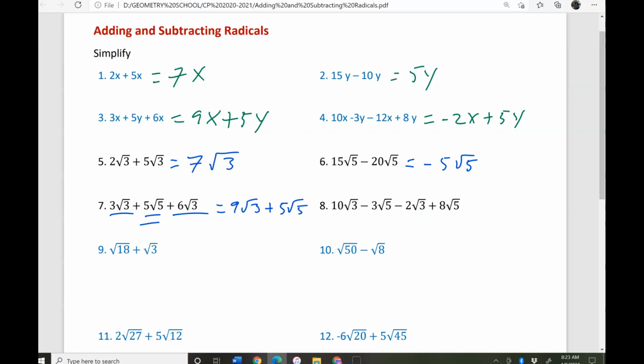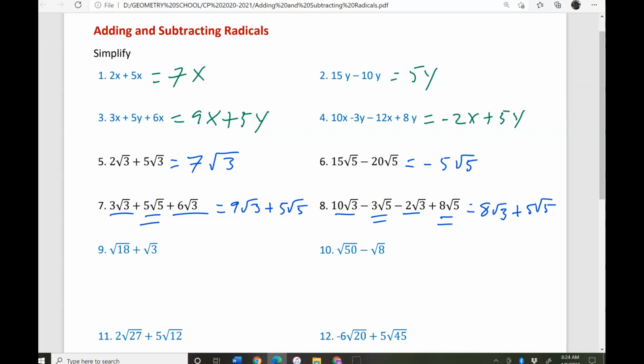Number 8, we're combining square root of 3's with square root of 3's, square root of 5's with square root of 5's. So 10 square root of 3 minus 2 square root of 3 will give me 8 square root of 3. And negative 3 square root of 5 plus 8 square root of 5 will give me a positive 5 square root of 5. Alright.